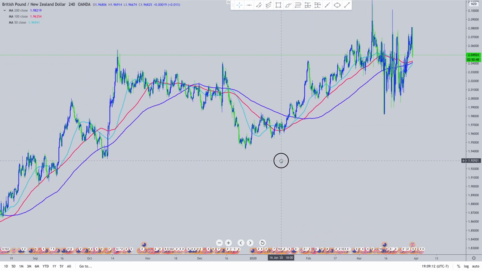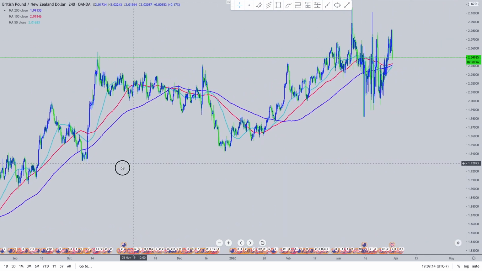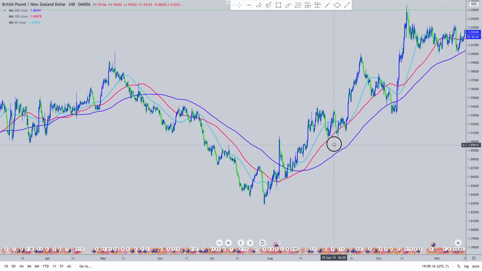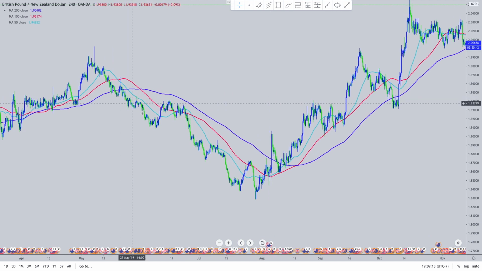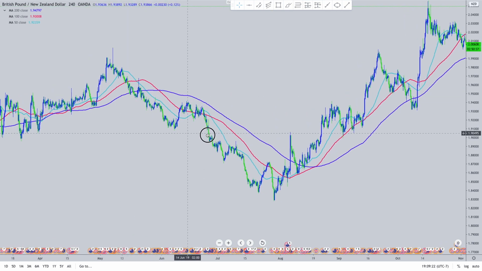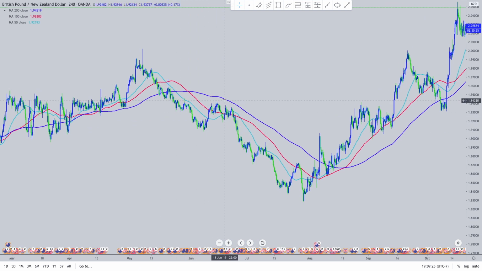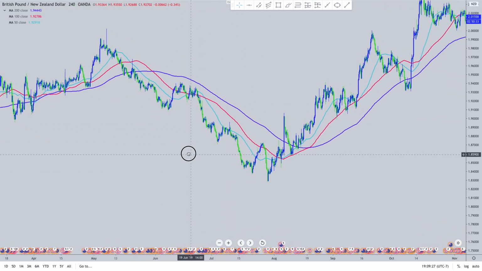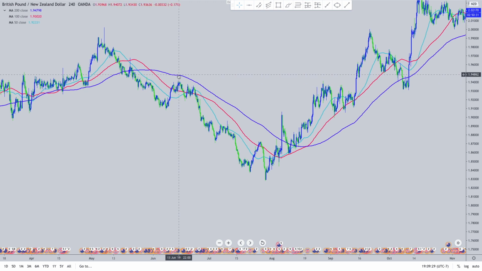Same thing on the downside. Although recently, as you can see, there hasn't been much of one, but price was below all three moving averages. And of course, if the fundamentals align, I'll be looking to sell somewhere around the 100, somewhere around the 200.